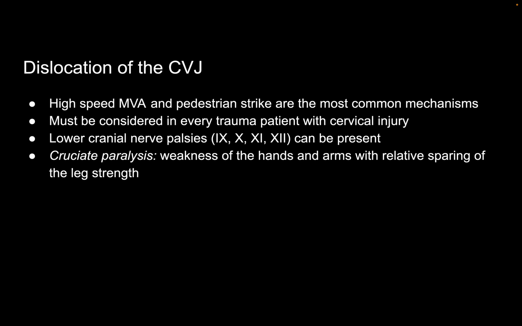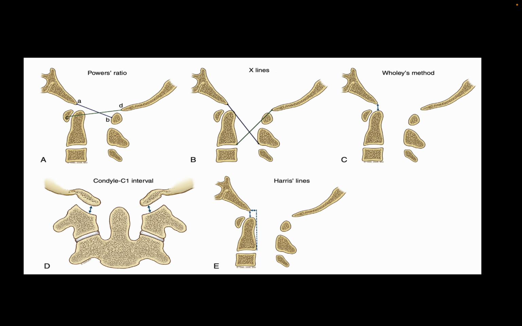Another kind of physiologic phenomenon that you may see is what's called cruciate paralysis, which is weakness of the hands and arms with relative sparing of the leg strength. This is not an uncommon manifestation, and a lot of times this can be one of the clues into these cranio-vertebral junction dissociations.